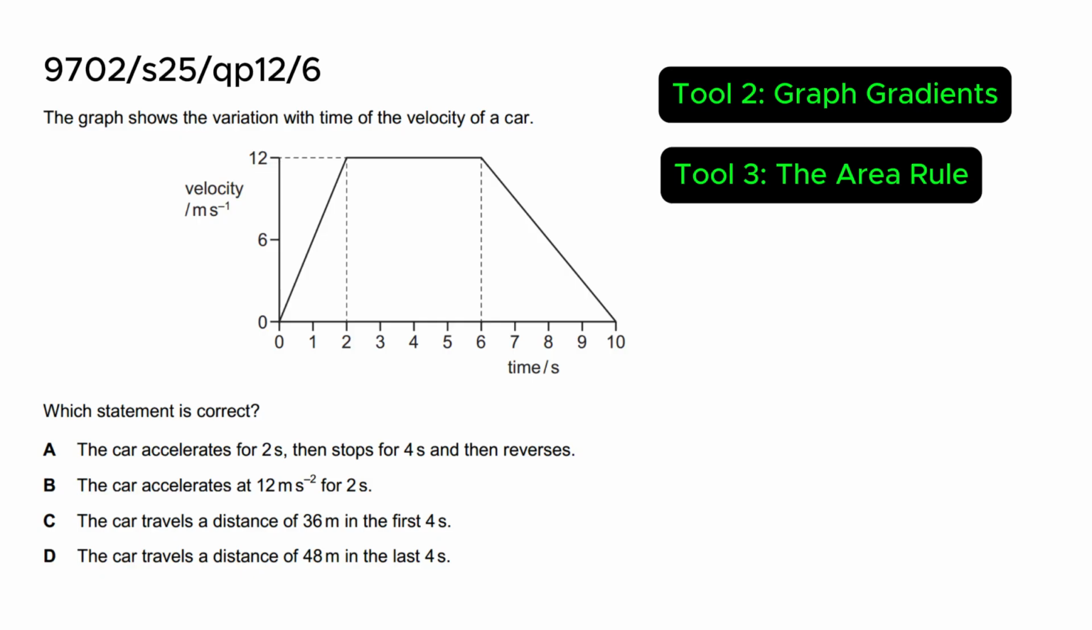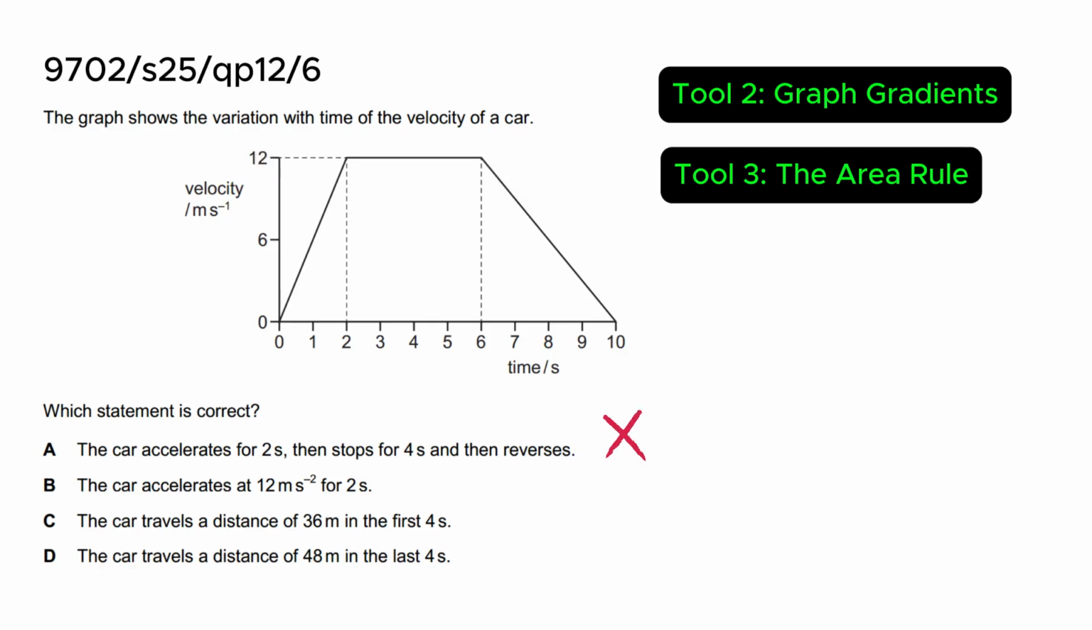Statement A says, the car stops for 4 seconds. Look at the graph between 2 and 6 seconds. The line is flat, but it's flat at 12 meters per second. That means its velocity is 12 meters per second. In a velocity-time graph, a flat line means constant velocity, not zero velocity. The car is still moving fast.